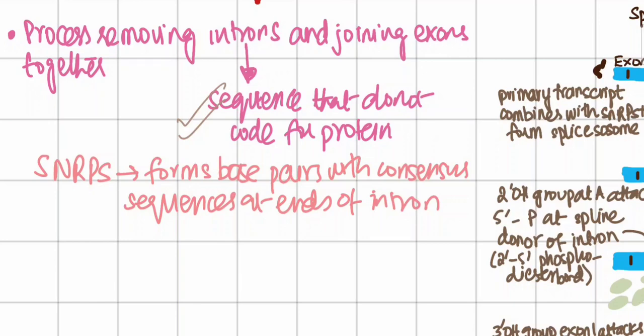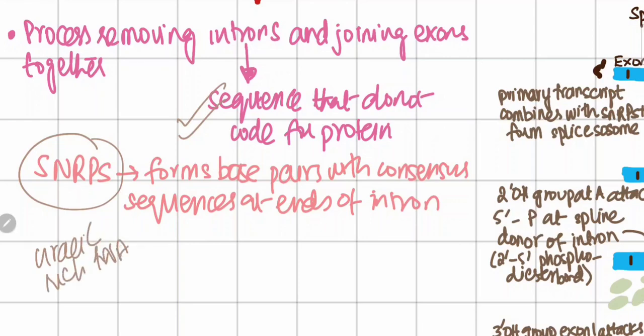Okay? So now how do we splice? What is the mechanism? In order to know the mechanism, we need to know the things that use it, the SNRPs. SNRPs are uracil-rich RNA or proteins. Actually, they are RNA binding proteins, and they form base pairs with consensus sequences at the ends of introns.